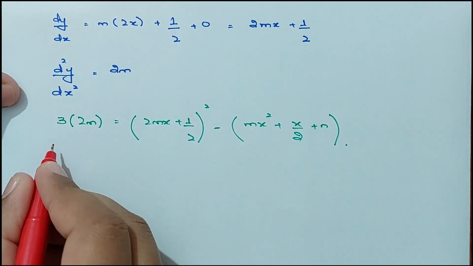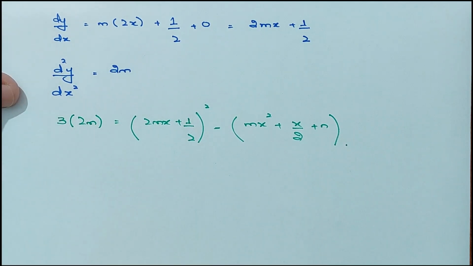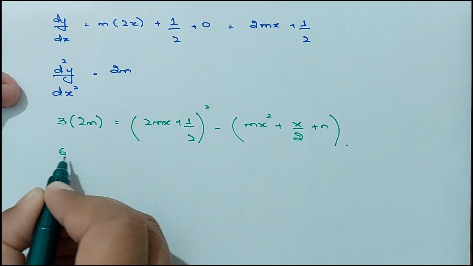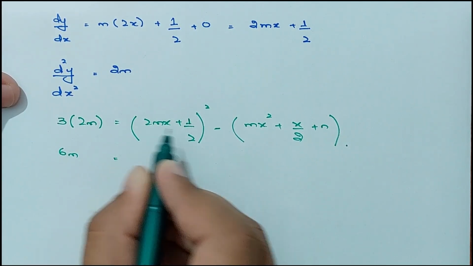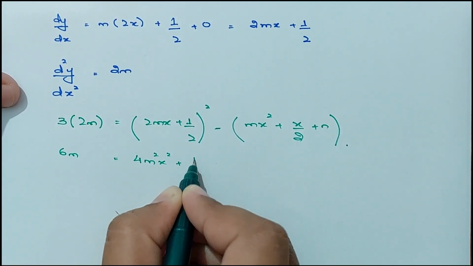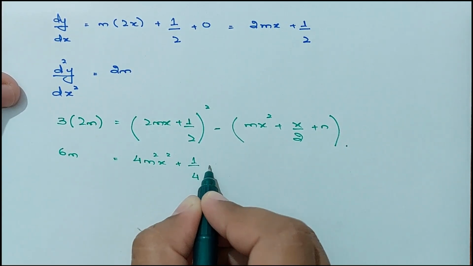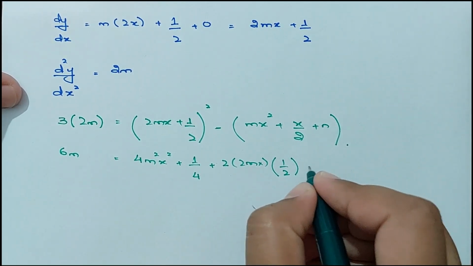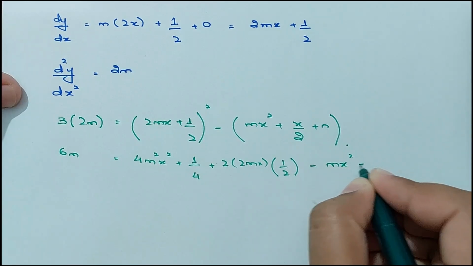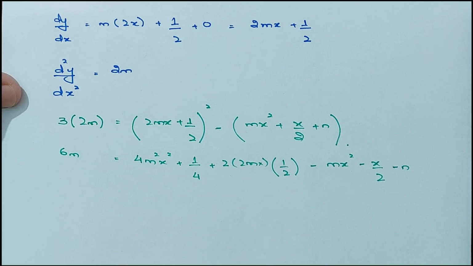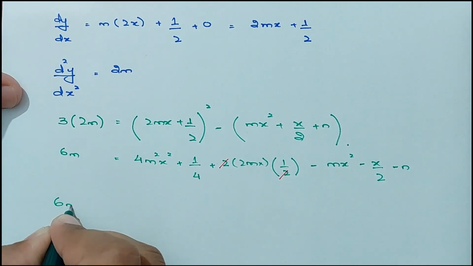Okay, so now here to get the m and n, we have to compare the coefficients. So before comparing, let me simplify this. 3 times 2 would be 6m, and here we have the a plus b whole square formula. So the first term square is 4m square x square. Second term is 1 square is 1, 2 square would be 4, plus 2ab, 2 times 2mx into 1 by 2. Okay, and minus we have mx square minus x by 2. We have to change the signs here, and we have minus n, right? So now this 2 and this 2 cancel out, and 6m is a constant term.